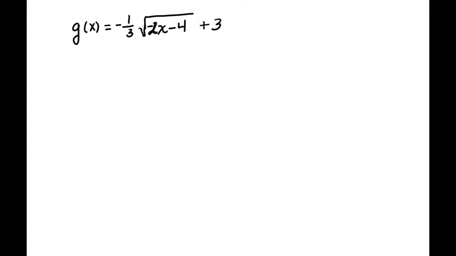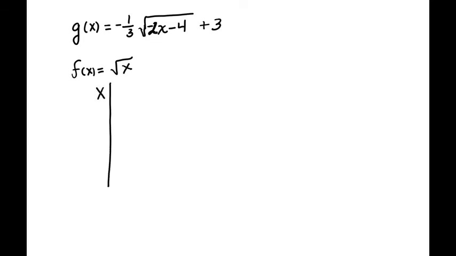In this video, we are going to use transformations to graph this function here of g of x. The first thing I would like to do is to determine what the parent function is. The parent function will be when you strip away all the transformations that you see. So the parent function for this one, which I will call f of x, would just be root x, because the negative 1/3, the negative 2, the minus 4, and the plus 3 are all transformations.